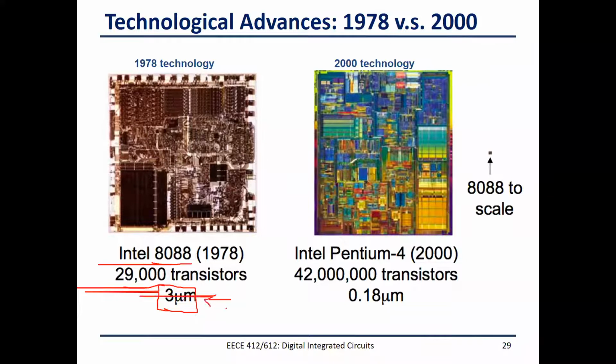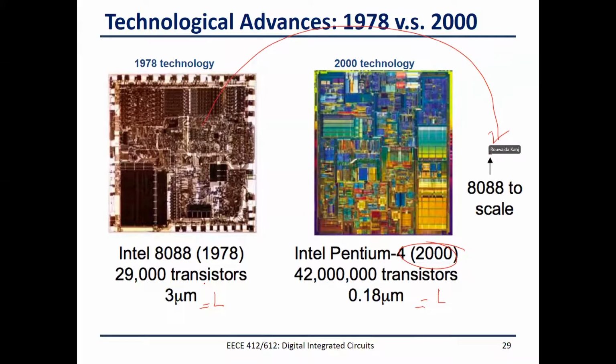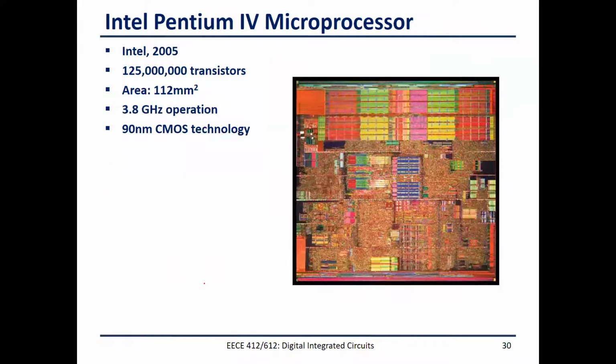So here 3 micrometer means L. If you remember in 311, and we're going to talk about this, we had the length of the transistor and we had the width of the transistor, and all the technology will have one common L, which is the smallest dimension that we care about. For example, here L is 3 micrometers. Here L became 0.18 micrometers in the 2000s. And this CPU here is really this dot that we have here. So you can see now we have 42 million transistors instead of 29,000 transistors. And this is early 2000.